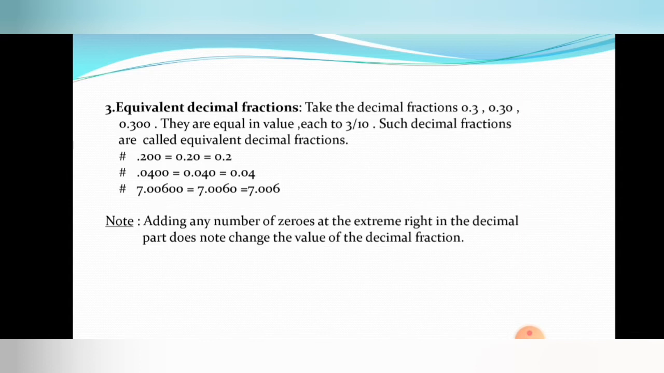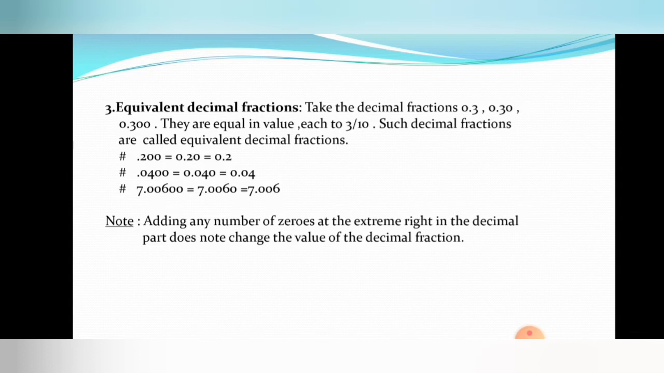Such decimal fractions are called equivalent decimal fractions. Here you observe that after the decimal point the number is the same in all three numbers, right? Means 0.3, 0.3, 0.3. Means after the 3 there are no other values, only zeros, right? Because these types of numbers are called equivalent decimal fractions. Means there is no change in the value.